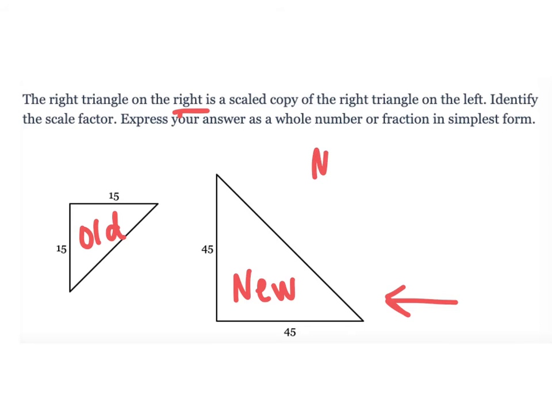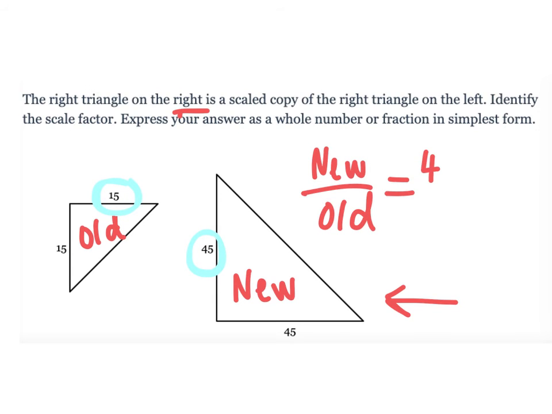So again, using that same new to old idea, we're going to take a new side and divide it by the old side. So I'm going to go with this 45 right here would match up with 15. So our new to old would be 45 over 15, and 45 divided by 15, that would simplify to 3. So our scale factor would be 3.